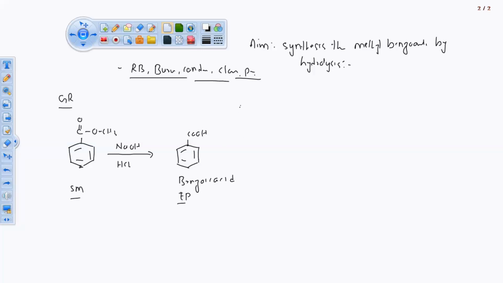Now we'll see the mechanism behind this one. इसके पीछे मैकेनिज्म क्या है भाई, कैसे बन रहा है प्रोडक्ट. जनरल मैकेनिज्म स्टेप बाय स्टेप I am going to explain to you.